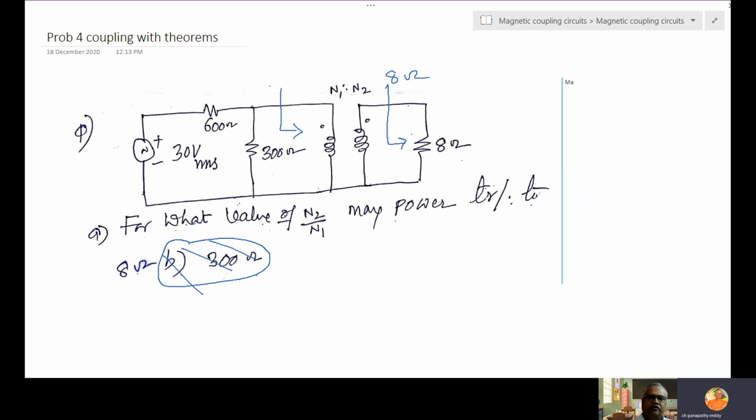Then this value is 8 by (N2 by N1) squared. And this side also should be saved, as maximum power is to be transferred. Remember, maximum power transfer is applicable always on the Thevenin equivalent, but this is not in Thevenin equivalent. So first replace it with the Thevenin, V Thevenin. It's an AC source.